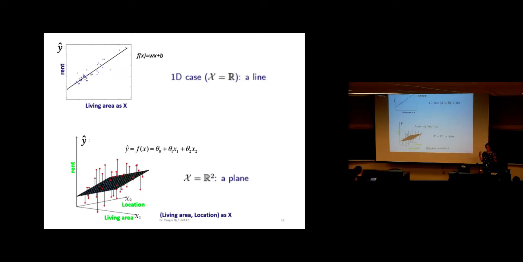Okay, so when your input is two-dimensional, what you truly learn is a plane. When your input is three-dimensional, what you learn is a hyperplane. In higher dimensions, it's a hyperplane, and the line and the plane are just its simple specific forms in the one-dimensional and two-dimensional cases.